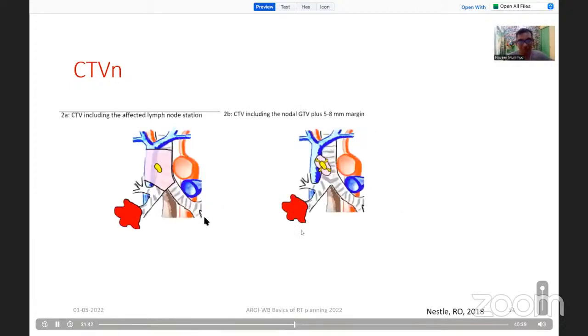For your CTV lymph node, there are two ways to go about it. You can just draw the lymph node as a GTV, like how we did for your primary. You draw the GTV node and give an expansion by either 5 to 8 mm to make your CTV lymph node. Or using the ISLC map, you could draw the entire lymph nodal station. Both of these are acceptable practices. We tend to do this rather than this. But when you have multi-station lymph nodal involvement, you would rather include the entire lymph nodal station.